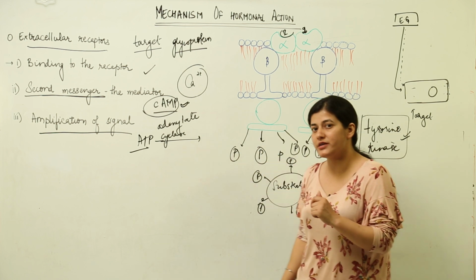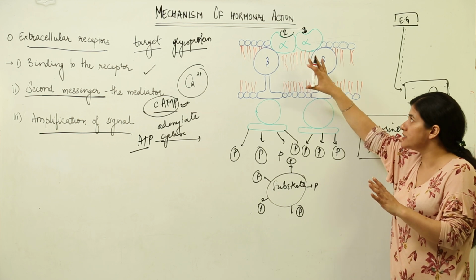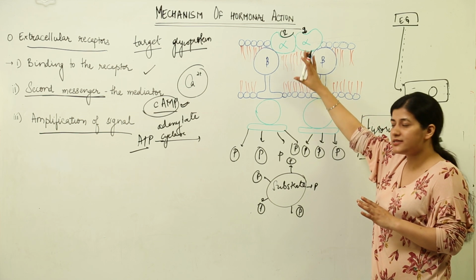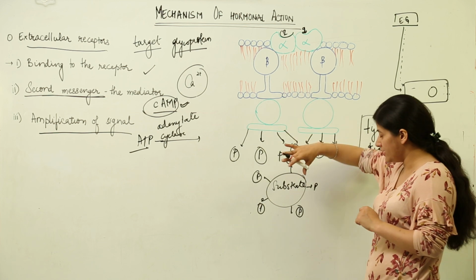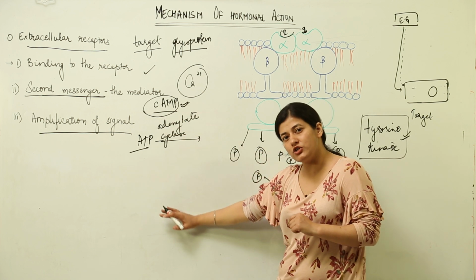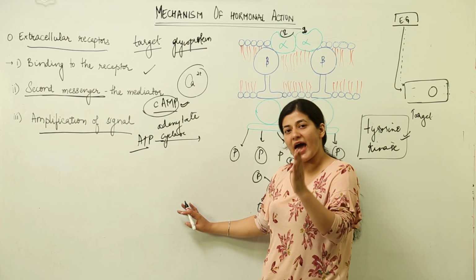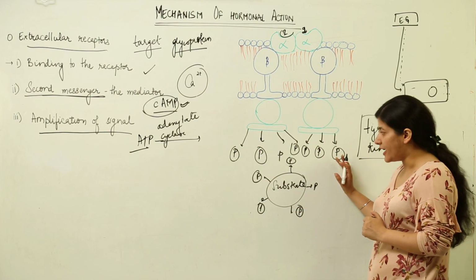All you have to remember is that the hormone comes and binds with the extracellular receptors. As soon as the binding takes place, there is a conformational change. That conformational change brings about the production of a second messenger, which is further going to bring about metabolic changes as intended by the hormonal action. This was in the case of peptide hormones.